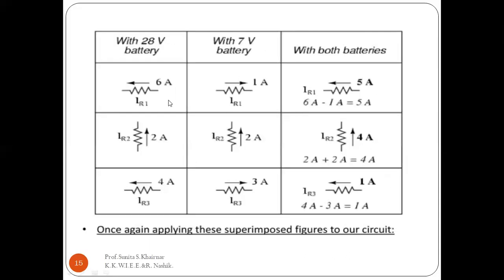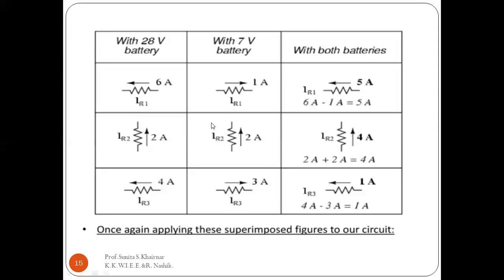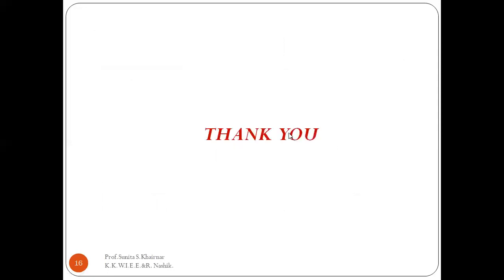So this is again with the 20-volt battery. This is the current through R1, current through R2, current through R3, and so on. So once again, applying the superimposed figures to our circuit, this is our resulting table. And this way we can find the total current flowing through each branch or each resistance using the superposition theorem. Thank you.